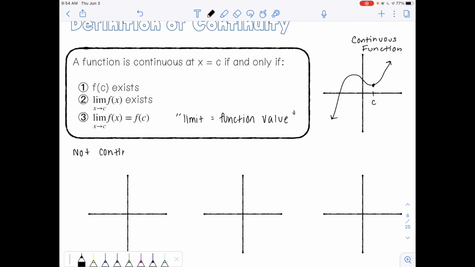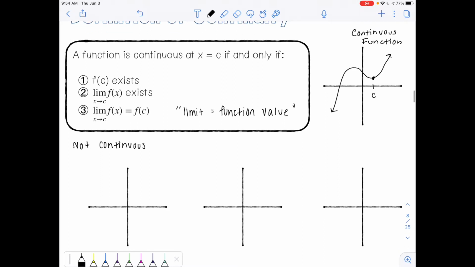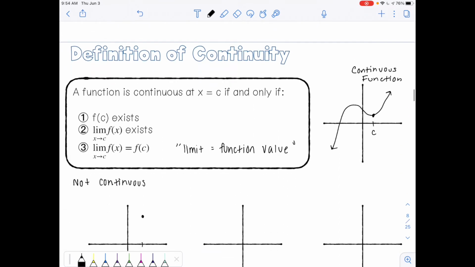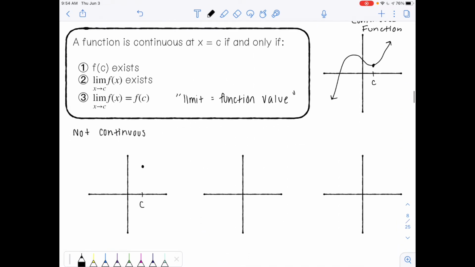Some examples of where one of these conditions is going to fail. We're not going to draw all of the different variations, but some things to be careful of. f of c could exist. So maybe we make c here. So f of c exists.